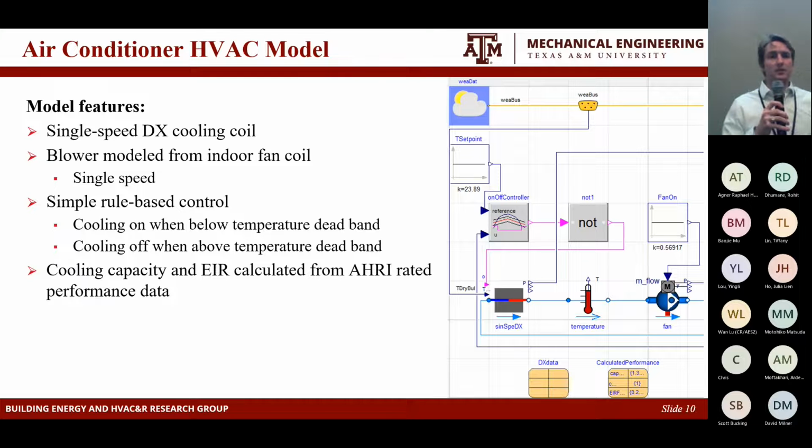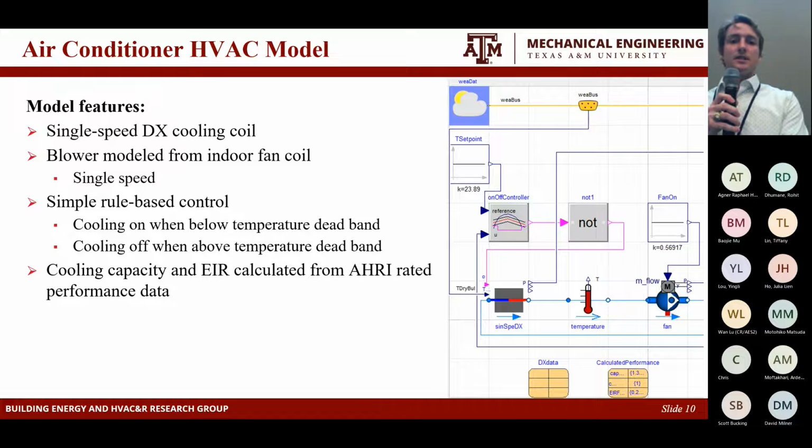To operate this, currently we only use a simple rule-based control inside of Modelica. We have a 75-degree Fahrenheit temperature set point, and then a 2-degree Fahrenheit dead band. The cooling turns on when the temperature is above that dead band, and turns off when it is below that dead band. For the DX cooling coil model, what we need to do is have the cooling capacity and energy input ratio performance curves for the actual split system that we have on site.